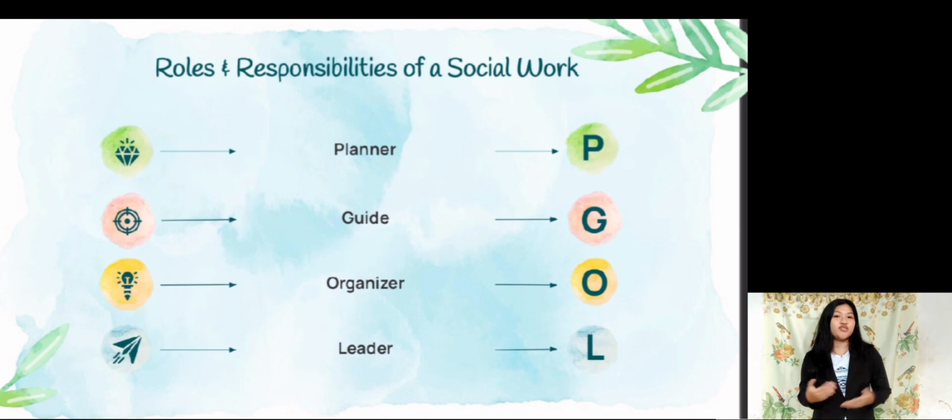Second is guide. It is also meant to provide the participants a venue for knowledge sharing on different strategies in environmental management and disaster risk reduction and management, or DRRM.